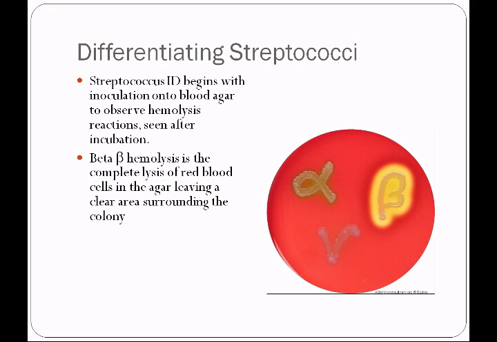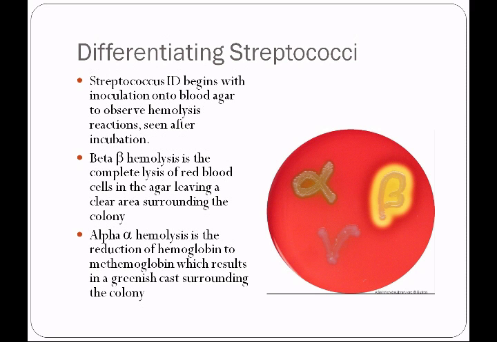The first is beta hemolysis. Beta is much like a capital B when we write it, and this is the complete lysis of the red blood cells in the agar. The red blood cells are popped open, the hemoglobin leaves, it clears the agar, and when you hold this up to the light, you can actually read right through it. So this clear area is called beta hemolysis.